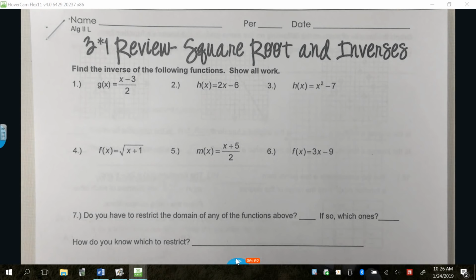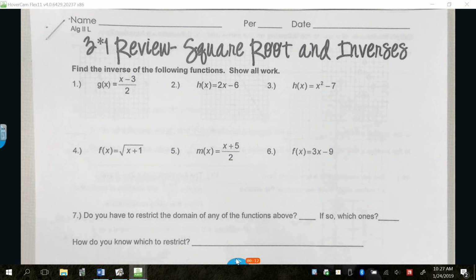Alright, y'all. Test tomorrow, 3.1 review. This is for Algebra 2L. Square roots and inverses. Okay, so let's start with number 1.